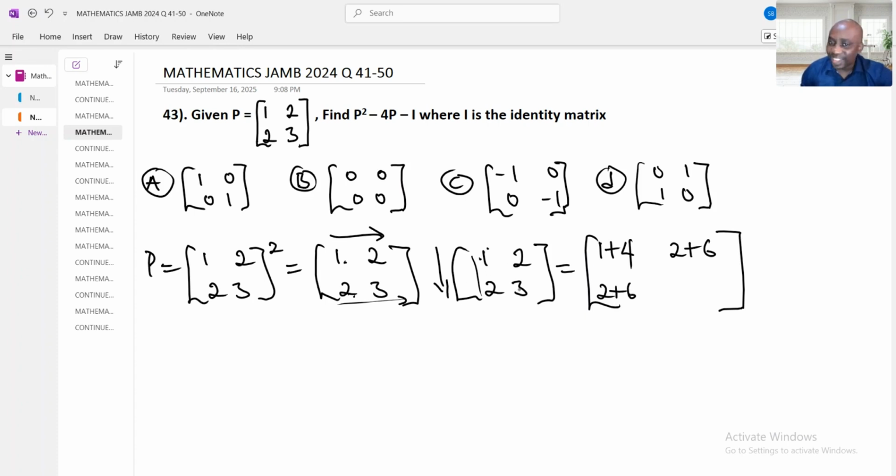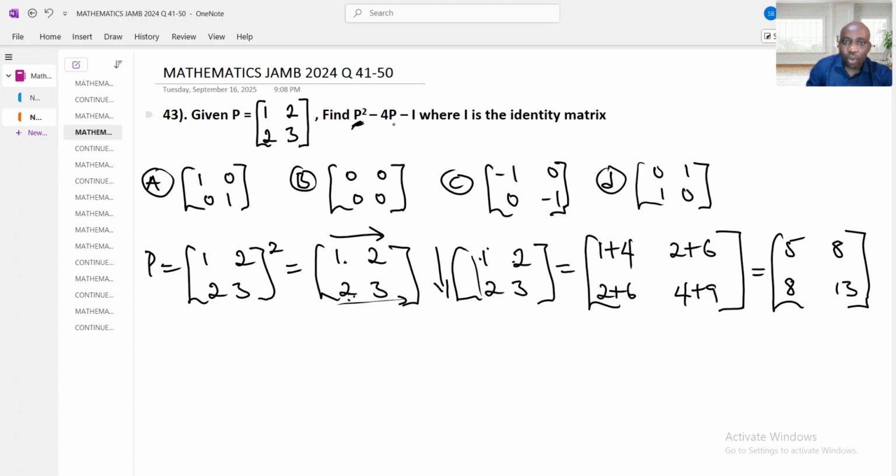Now let me go to the second column. The same rule. 2 times 2 here is going to give me 4. 3 times 3 is going to give me 9. 1 plus 4, 5. 2 plus 6 here, 8. 4 plus 9 is going to give me 13. Now we have our P raised to power 2 here.